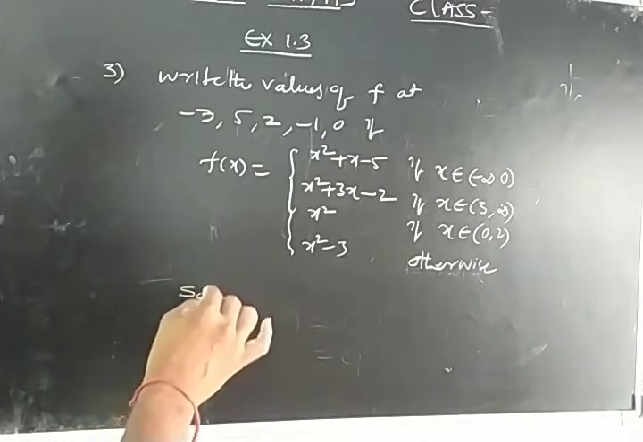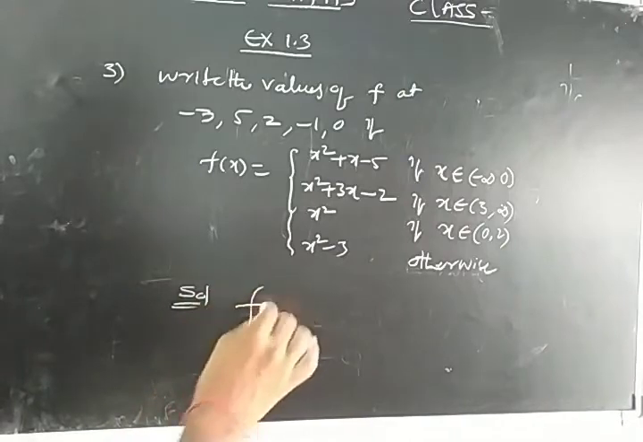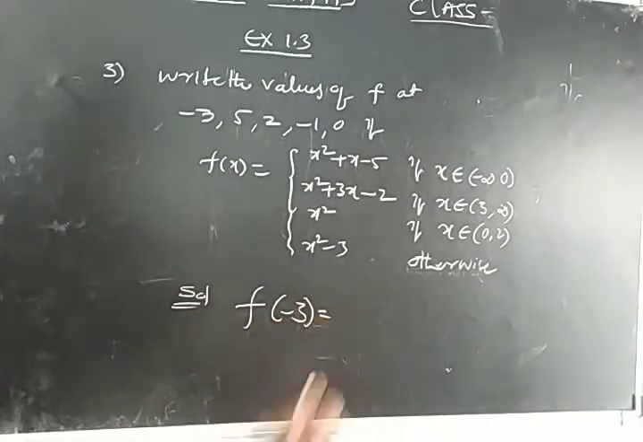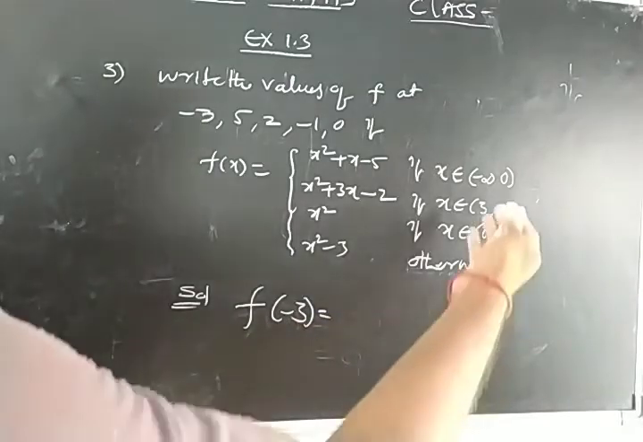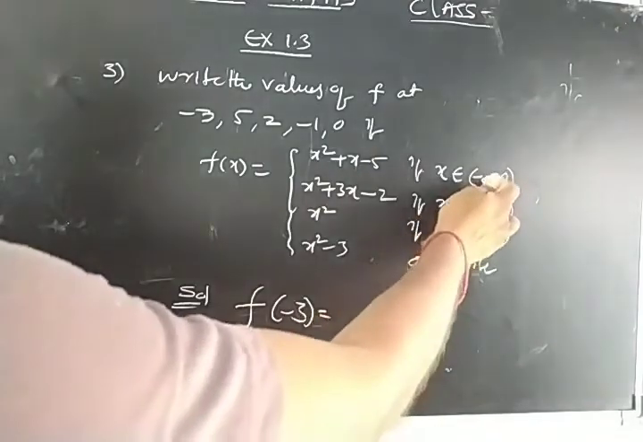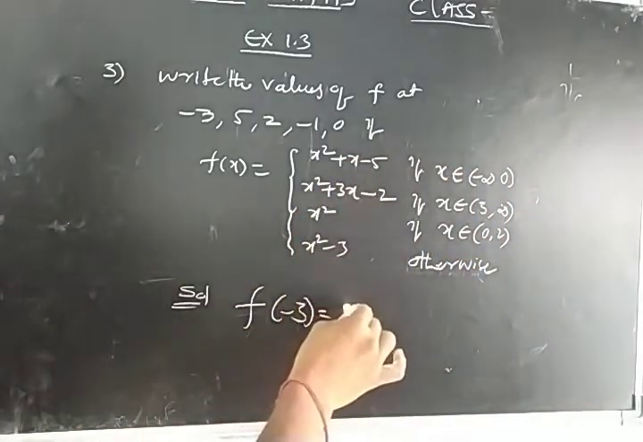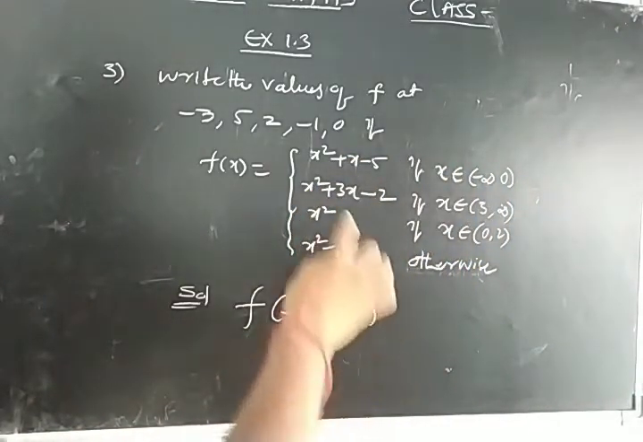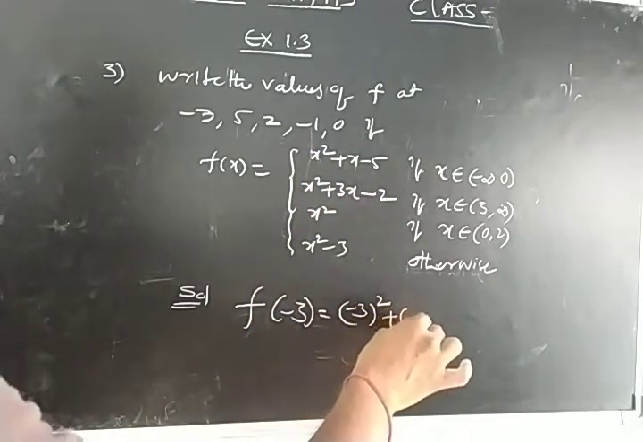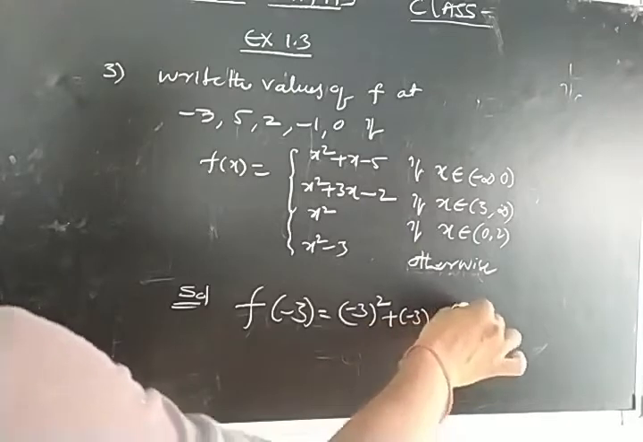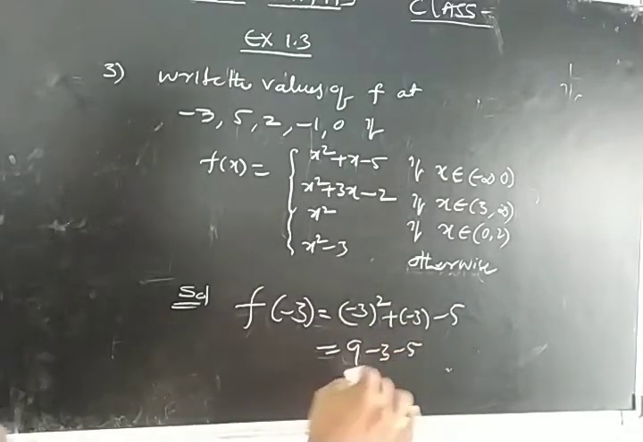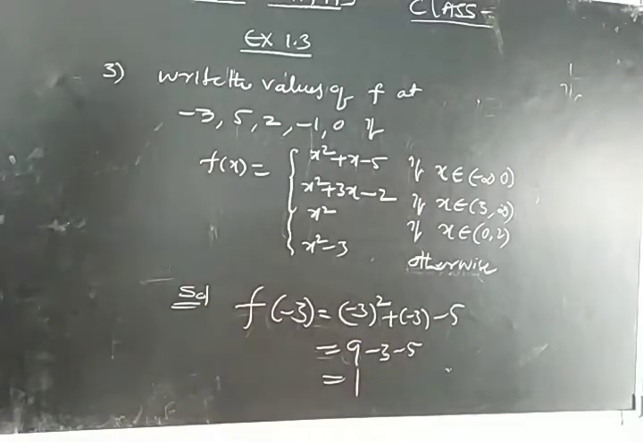Solution. I am finding the function value at minus 3, f of minus 3. Where does minus 3 exist? Is it in this interval? Yes, minus infinity to 0 means minus 3 exists in this interval. So I am using this definition. In place of x, I am substituting minus 3. 9 minus 3 minus 5, this will be 1. Okay.